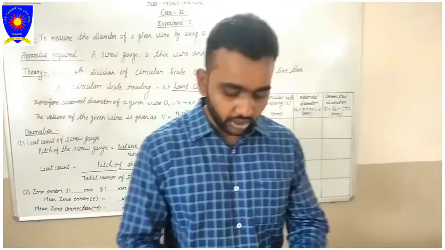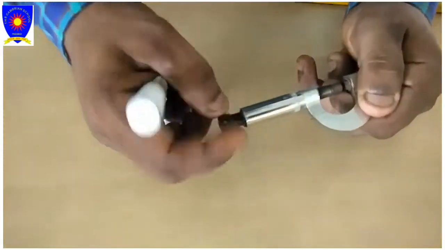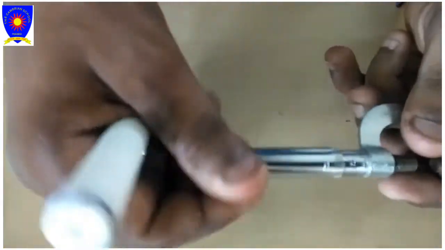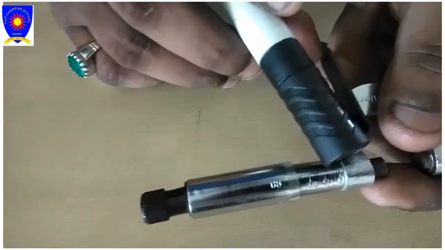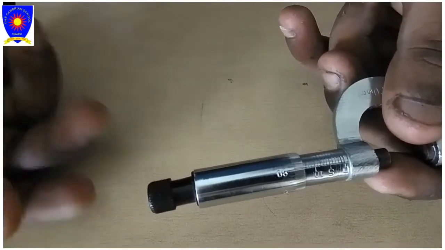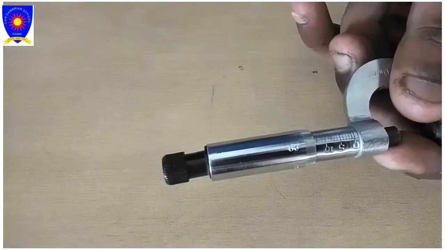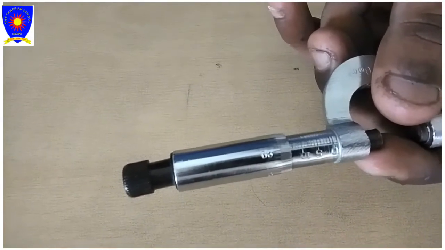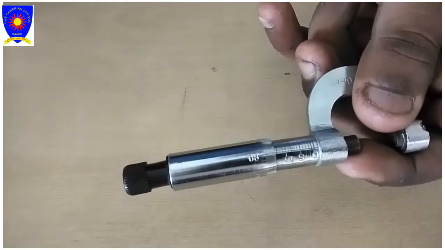Okay, so this is a screw gauge, and we are looking that there is a reading. This is a reading on the main scale, and this is known as pitch. So we can say the pitch of a screw gauge is the distance moved along its axis by the screw in one complete rotation of its head.